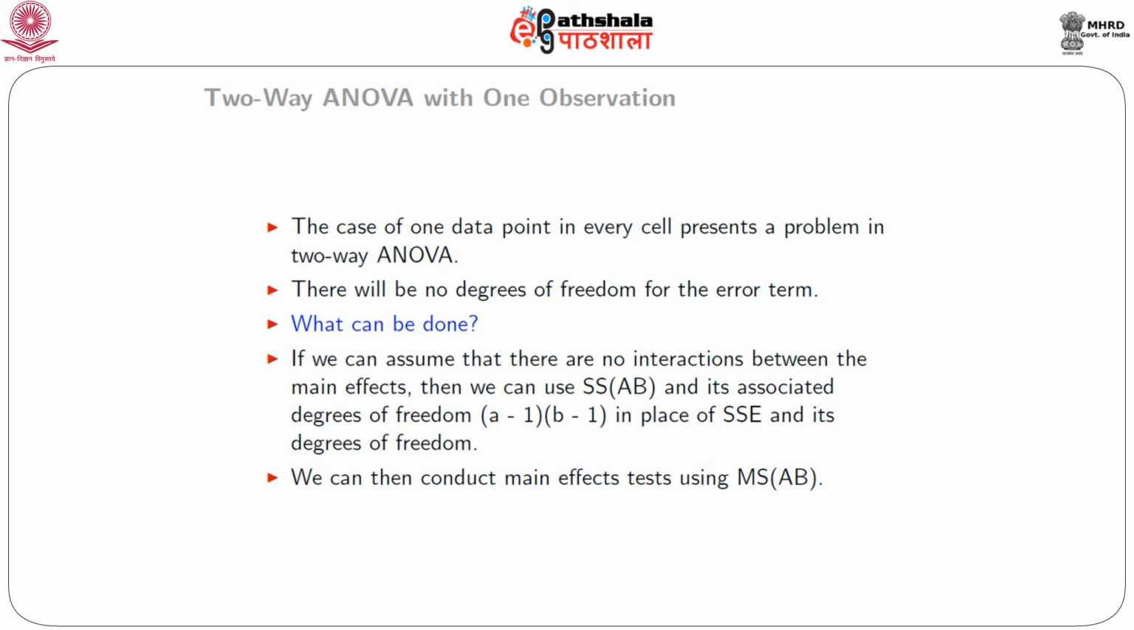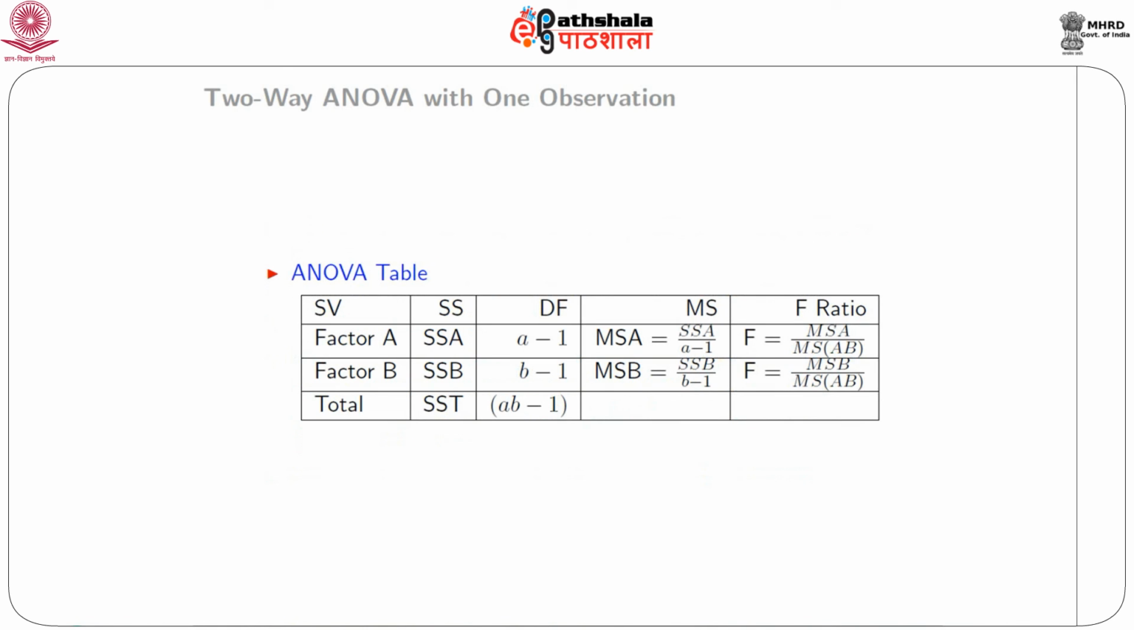The case of one data point in every cell presents a problem in two-way ANOVA if we have interaction. There will be no degrees of freedom for the error term. What can be done? In that case, we can get rid of the error term. If we can assume that there are no interactions between the main effects, then we can use SSAB and its associated degrees of freedom in place of SSE. We can then conduct main effect tests using MSAB.